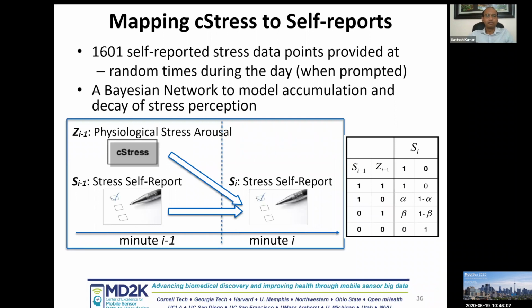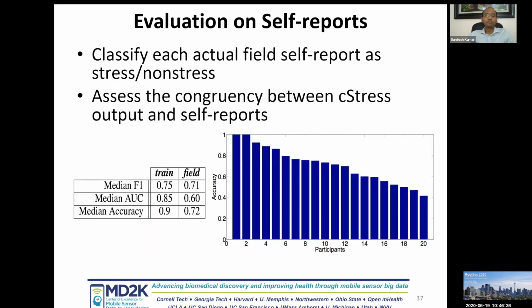But for the stress model, we evaluated it on an independent lab study. But when it came to mapping to self-reports, we developed this accumulation decay model, a Bayesian network that models that when stressors arrive, we will observe a change in physiology. But then as time goes by, the effect of the stressor in terms of perception in mind may decay, but arrival of a new stressor can accumulate the perception of the stress. And so that's what we use to map the physiological measure of stress onto the self-reported stress.